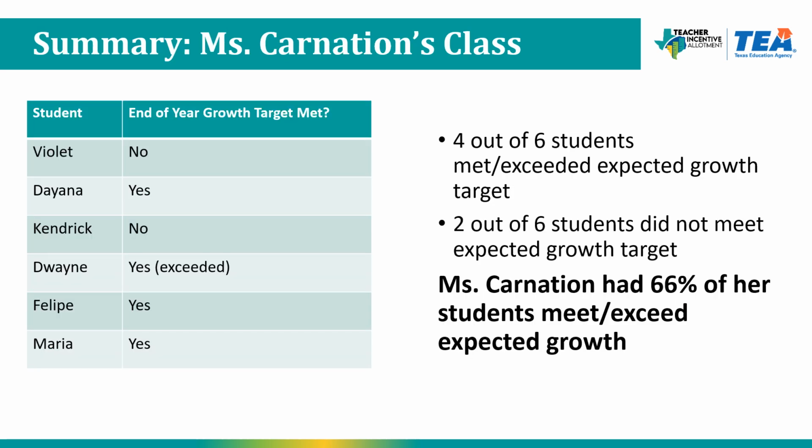In summary, 66% of the students showed growth on their SLOs. The district would consider this student growth, along with other factors such as teacher observation, to determine if this teacher should be put forth for a designation.